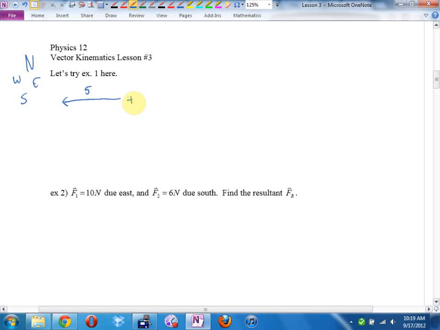8 kilometers. I'm going to try and draw this roughly to scale, which means I'll draw the 8 almost twice as long as the 5, but not quite. How about like this? I wouldn't want to draw them the same length, because then my answer won't look anywhere near like what it's supposed to, and I might get scared and think I'm doing it wrong. So I try roughly to scale. Give or take.